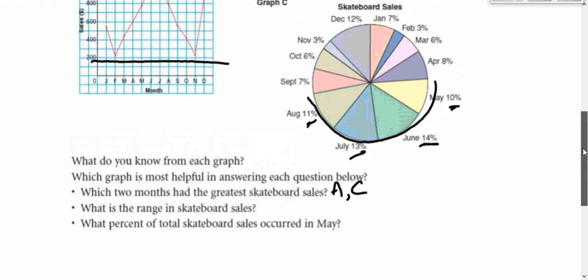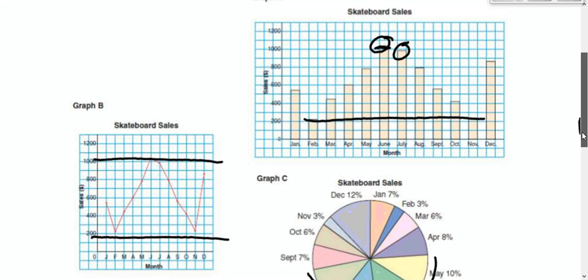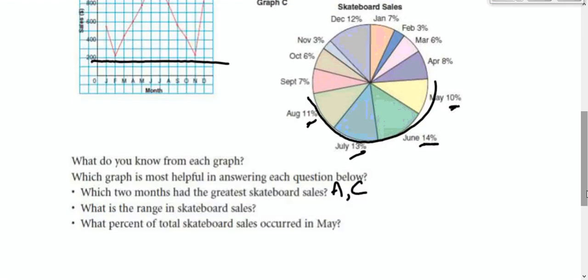For range in the skateboard sales, I can definitely see that this is the highest, and then I can see that I have two really low ones down here. So I would say that A and B are really helpful for that. And for what percent of total skateboard sales occurred in May, I would 100% only choose C. And that is because May already has that information available for me. I don't need to go searching for it, and I don't need to do any more calculations for it.